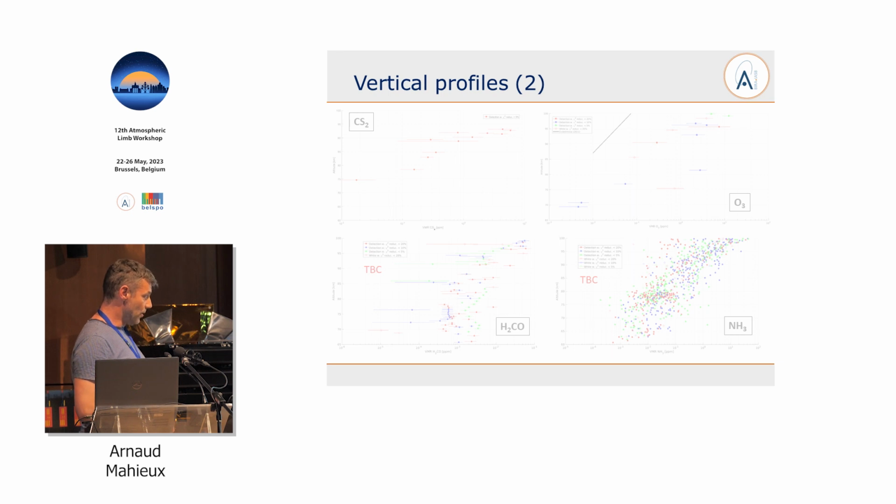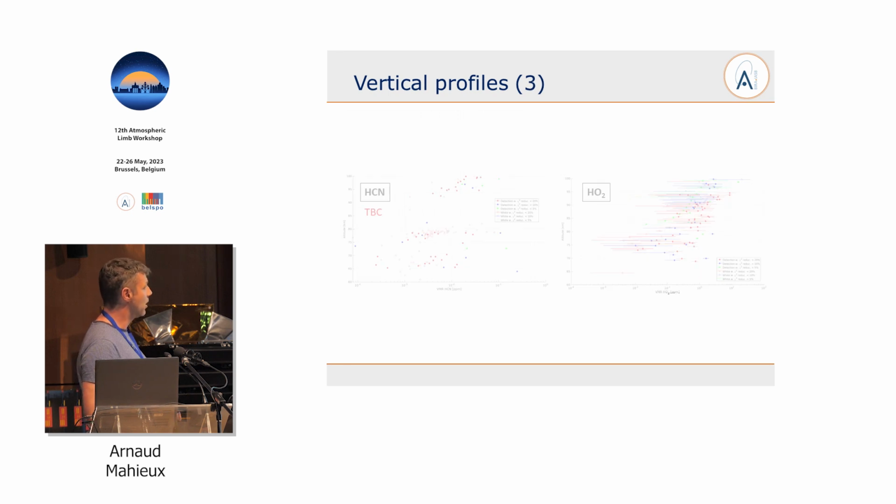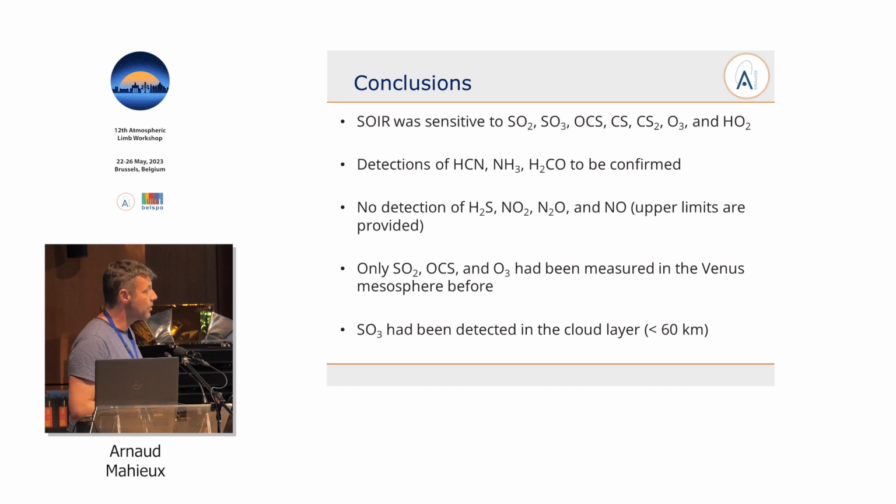NH3, the same, which might be a bit problematic. So we really want to be sure of that one. HCN and HO2. That takes me to the conclusion, saying that I hope I showed you that SWAR is also sensitive to, amongst the other gases, the list given here. We have possible detection of HCN, NH3 and H2CO to be confirmed.